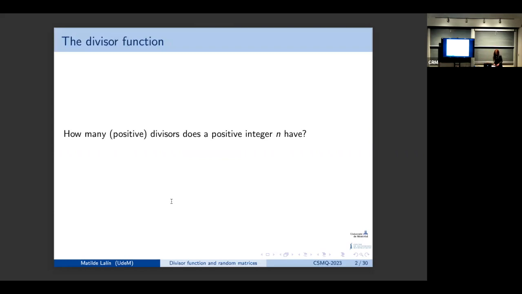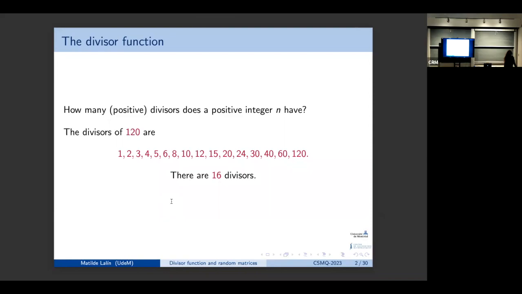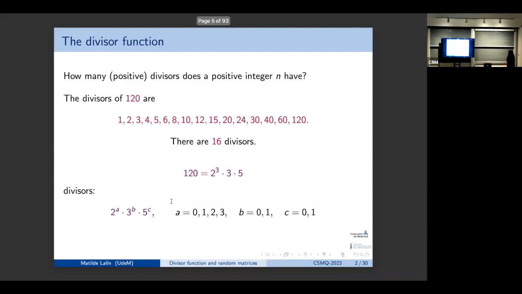Okay. So I'm going to start with a very basic question. If we have a positive integer, then how many positive divisors does the number have? So for example, if we look at 120, here's a list of positive divisors, and you can write them all, and there are 16 of them. You can count them in a smart way without having to write all of them, if we take into account the factorization.